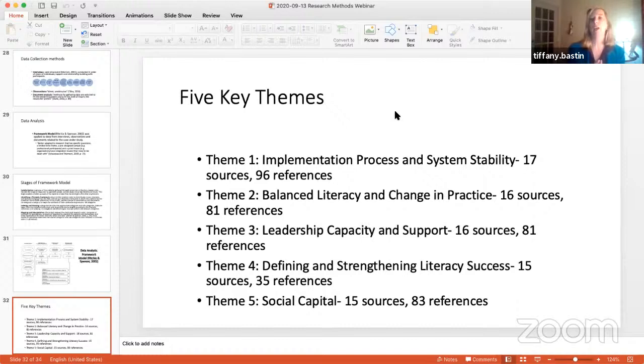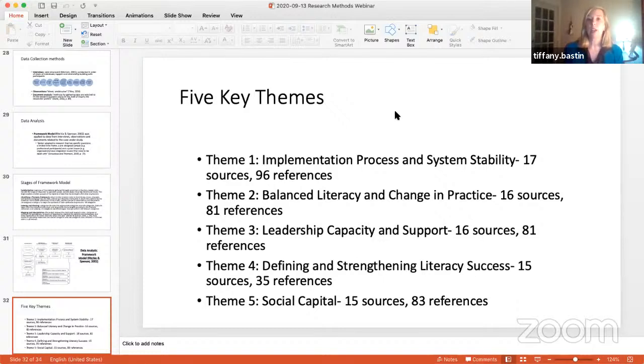So part of the qualitative process is also being very precise about where your data came from. For each of the themes, you can see the number of sources that I would have drawn data from to inform this theme, and how many references came from those sources. The biggest theme that came out of my research was the implementation process and system stability.